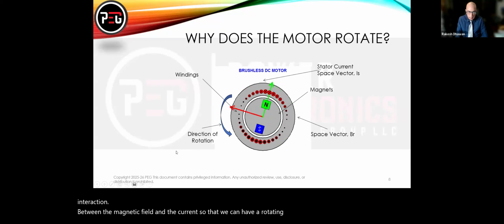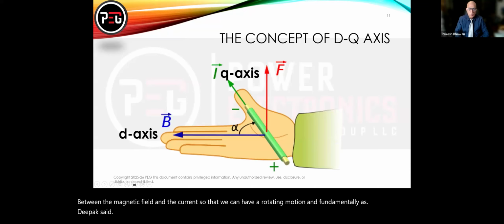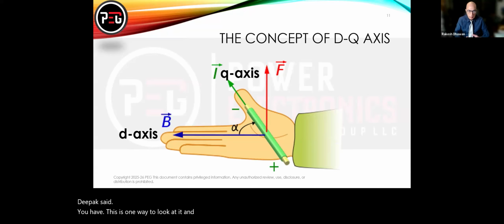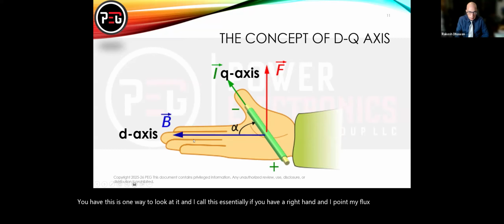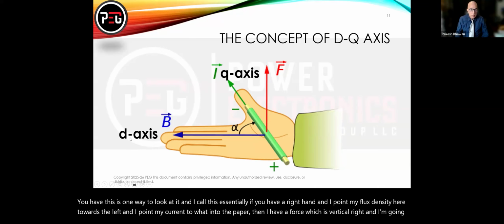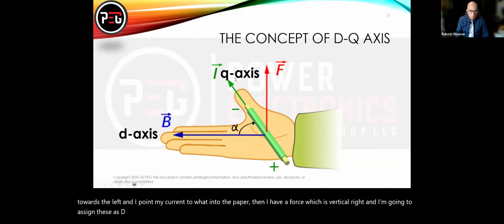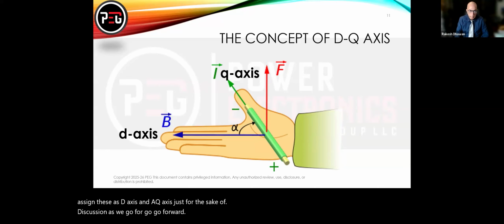And fundamentally, as Deepak said, this is one way to look at it. I call this the right-hand rule. If I point my flux density towards the left, and I point my current into the paper, then I have a force which is vertical, right? I'm going to assign these as a d-axis and a q-axis just for the sake of our discussion as we go forward. All right. So any questions so far?